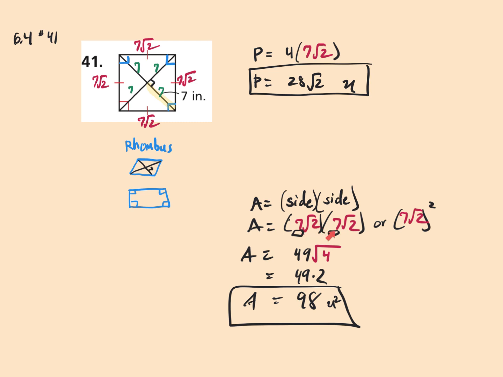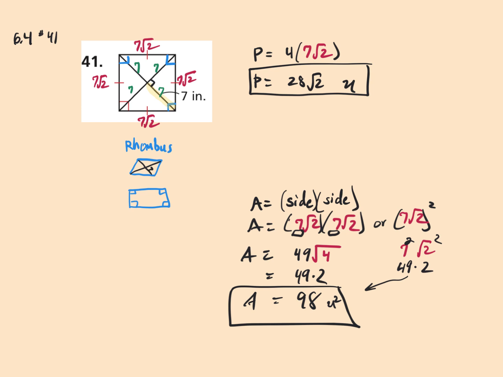By the way, if we'd left it this way, side squared, then algebraically, when you square a product, each factor will be squared. And again, that gives us 49 times the square root of 4, which is 2.